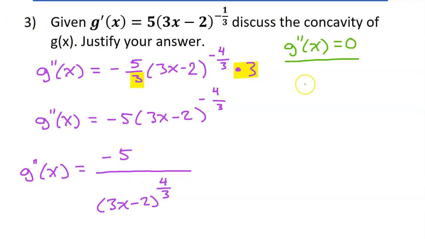To make the sign chart, we need to know where g double prime is equal to 0 and where g double prime is undefined. But in order to set a fraction equal to 0, you actually set the numerator equal to 0, but the numerator is a constant. Negative 5 can't equal 0, so we have no solution to that part. So let's move on to where g double prime is undefined.